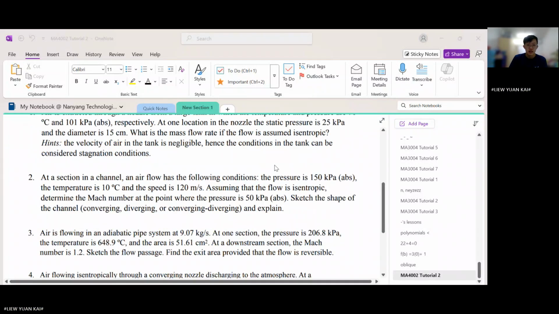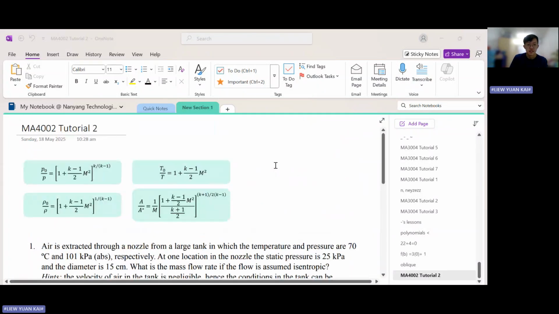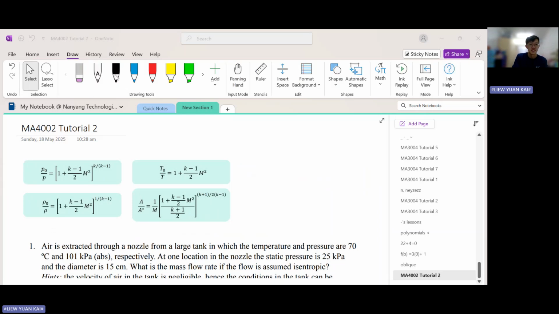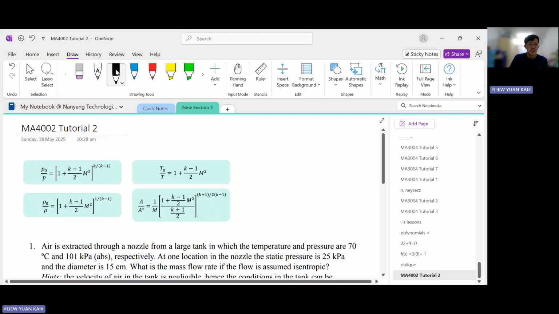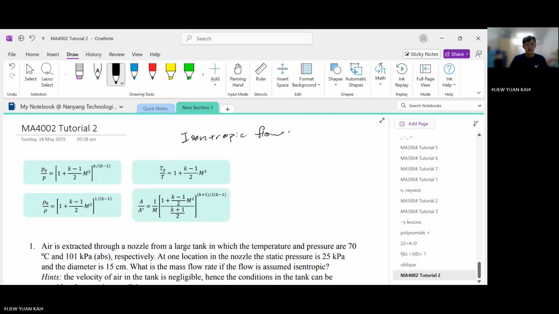So, welcome to Fluid Dynamics, MA4002, Tutorial 2. Yeah, we shall get started with this tutorial. So what is this tutorial about? This tutorial is mostly about isentropic flow. Isentropic flow. Okay, so let's get started.